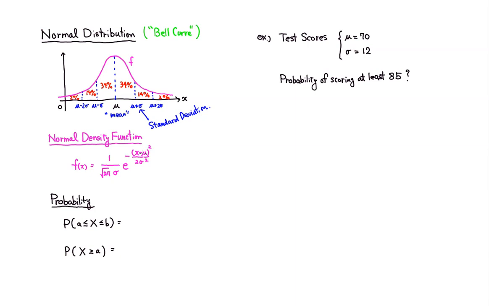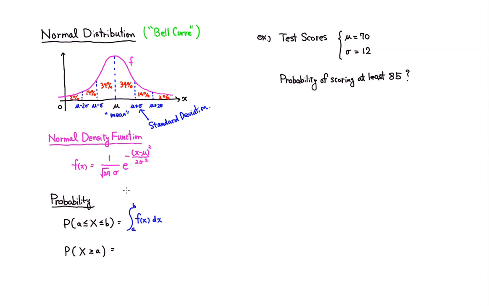Once you have this probability density function, we can find the probability. The probability that the value is between a and b can be expressed as an integral. You just integrate the normal density function f of x and evaluate it from a to b.